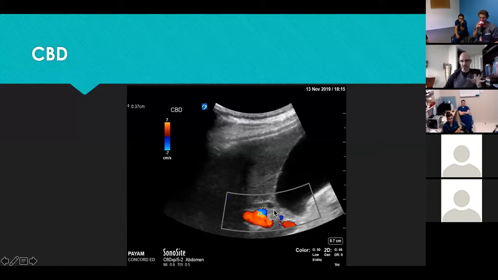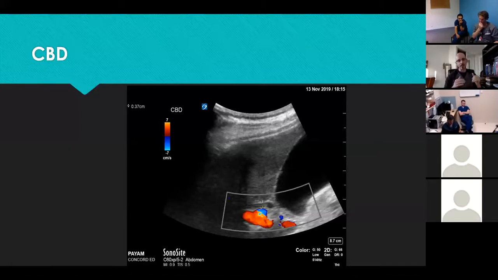And if that's the case and there's still no flow in the tube on top of it, then that's the CBD. And you measure it from inner wall to inner wall, so just the inside diameter. And usually the normal range is below 6 millimeters for people who do have the gallbladder. If you have cholecystectomy, it can go up to 10 millimeters in the normal situation.